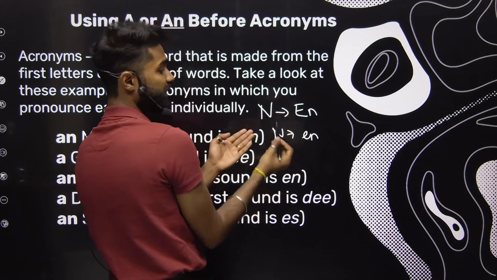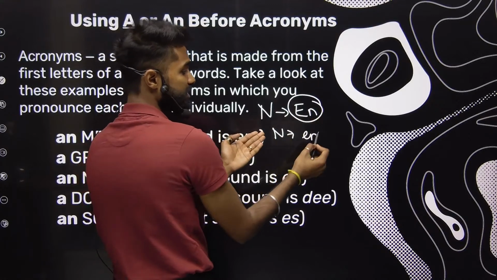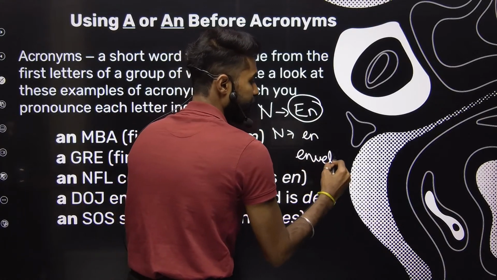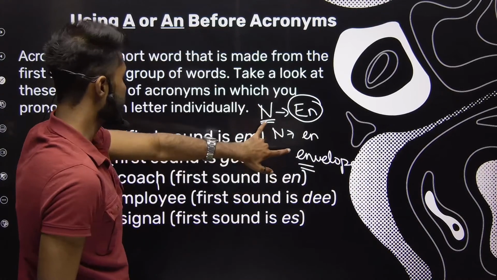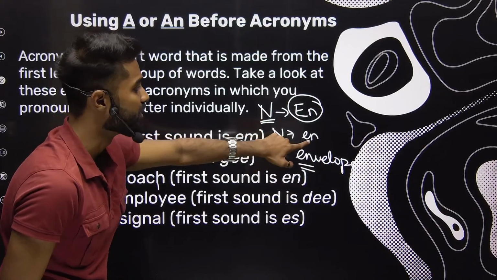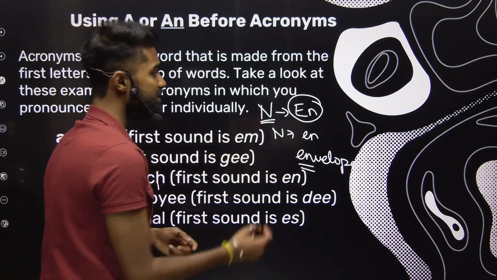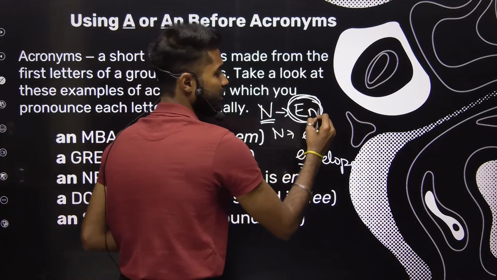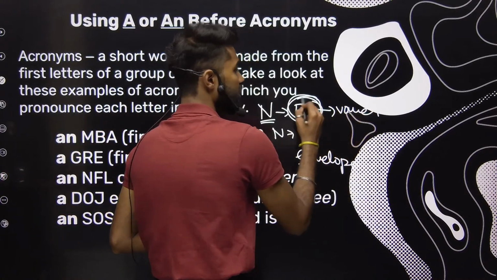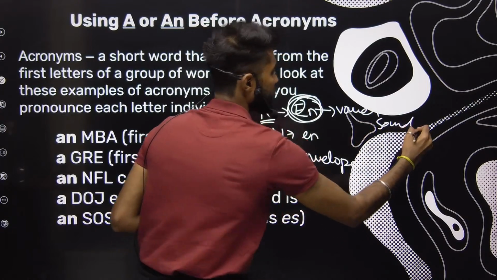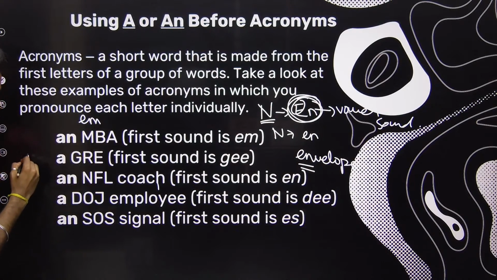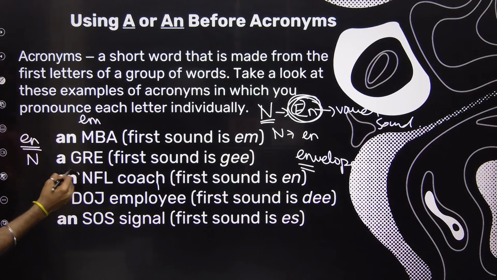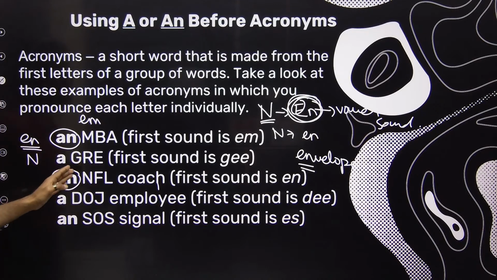How can I justify it? How does this sound come? See, N, and envelope. Envelope and this N are producing the same sound, right? N and N, envelope. So what is the sound here? It is "en". So this is my vowel sound. That is why for MBA also it is "em", and for NFL also "en". So I'm using vowel sounds, and that is why I'm using "an".